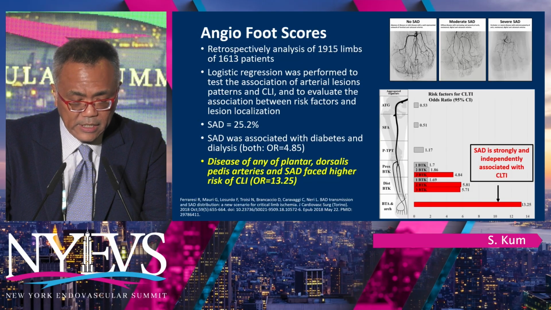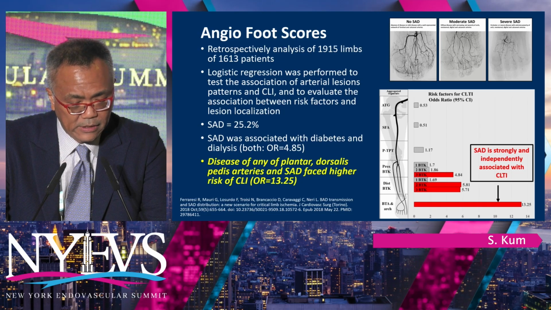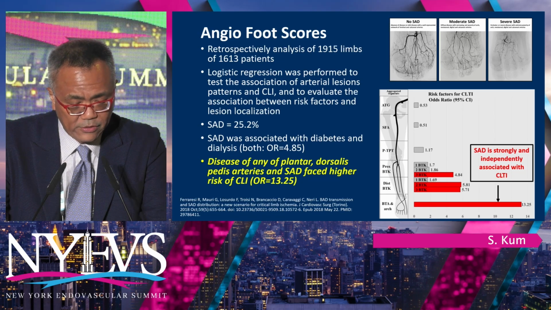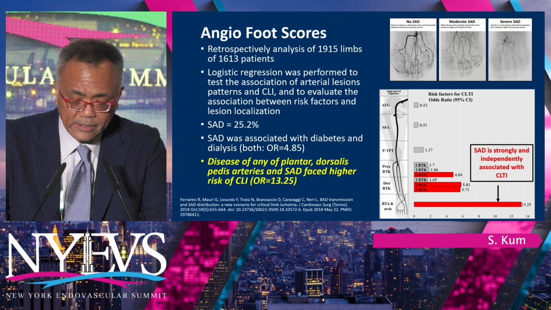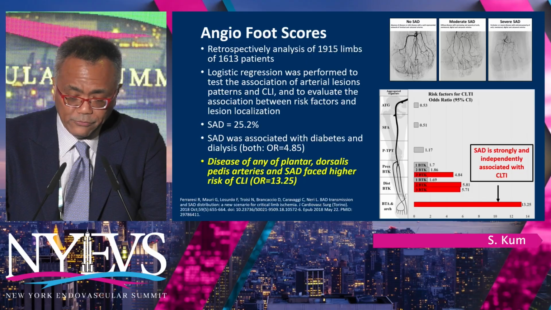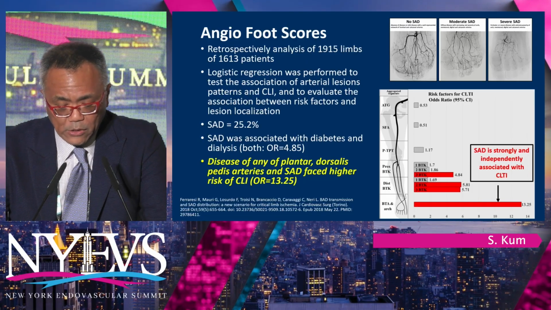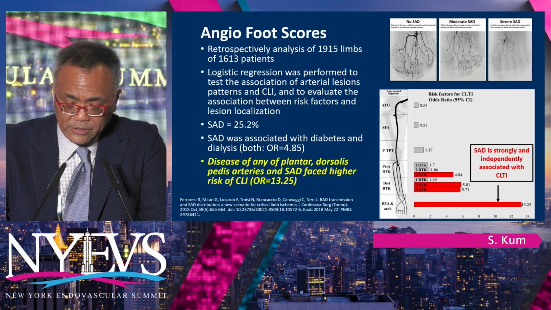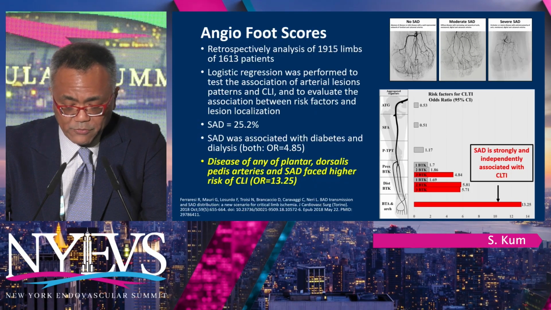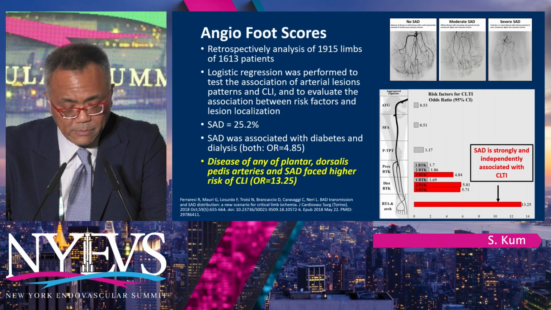More recently, Dr. Ferraresi, who did a lot of work on this, had a look at almost 2,000 limbs in 1,600 patients, and he looked at the distribution of peripheral artery disease and ran an odds ratio for risk factors for critical limb ischemia. He found that below the ankle arch disease, with an odds ratio of 13, was strongly independently associated with critical limb ischemia.